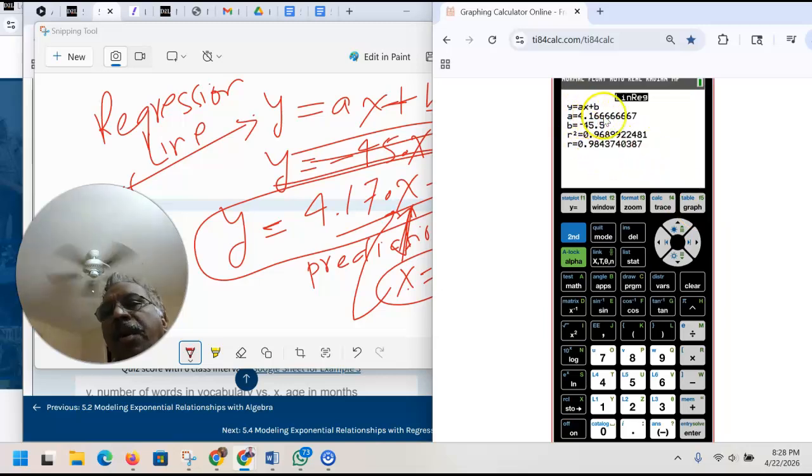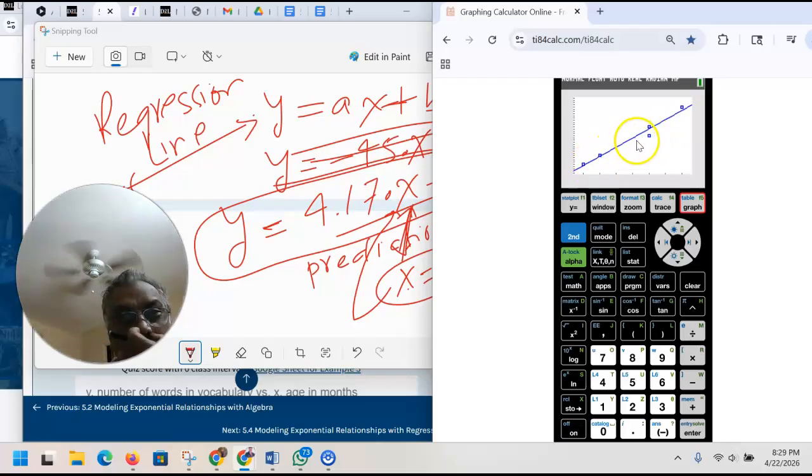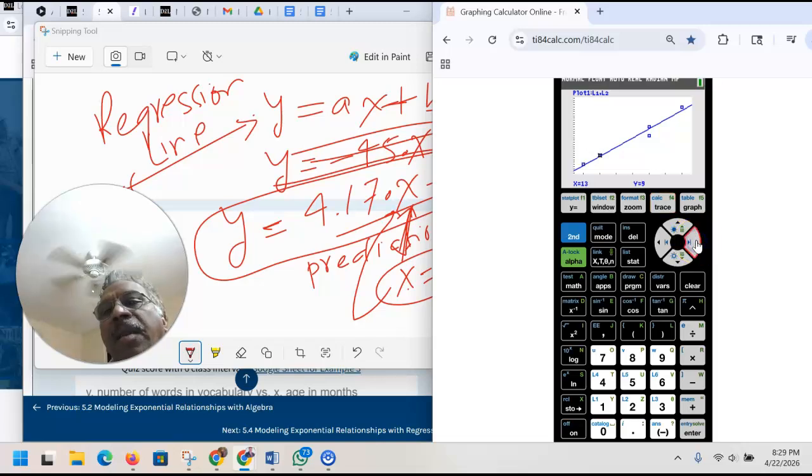This equation is already loaded there, and directly say graph. Click graph, and you can see the line passing through. And this is the best fit line. It's also called the regression line. And you can see these are not the actual numbers, but anything on the line will be a predicted one. Let's trace this. See, all the numbers could be traced. 12 was 5, 13 was 9. See, like this.